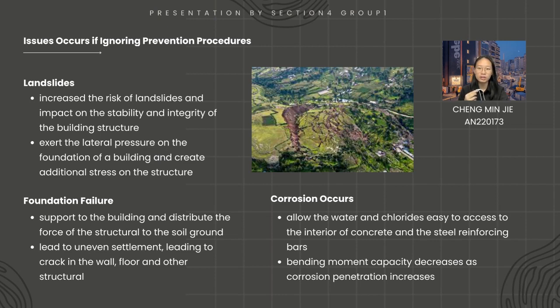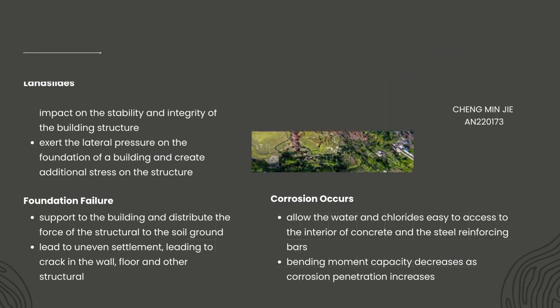The last one is corrosion. Corrosion will cause the concrete to crack, which subsequently allows water and chlorides easy access to the interior concrete and the steel reinforcing bar. Also, the bending moment capacity will decrease as the corrosion penetration increases, making a low contribution of bars in compression. The loss of moment capacity will cause the concrete to crack because of the reduction of concrete section.